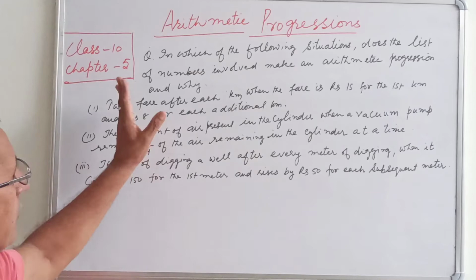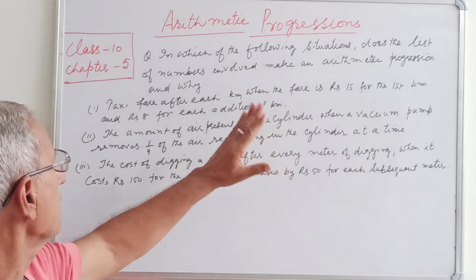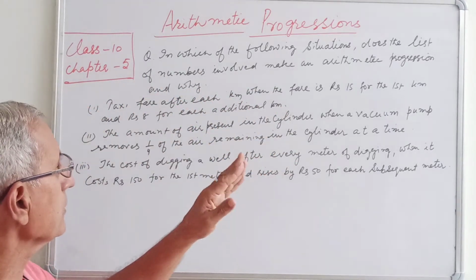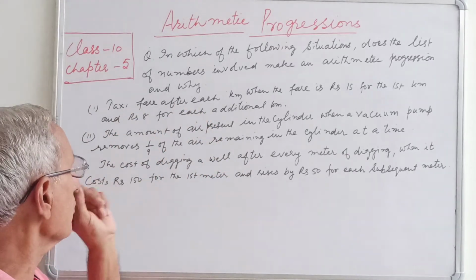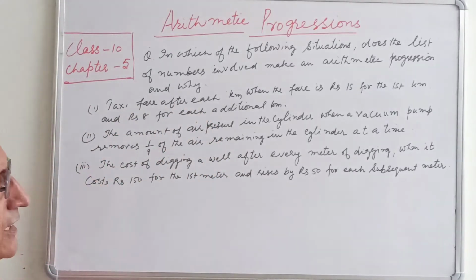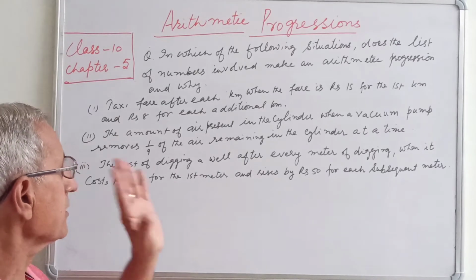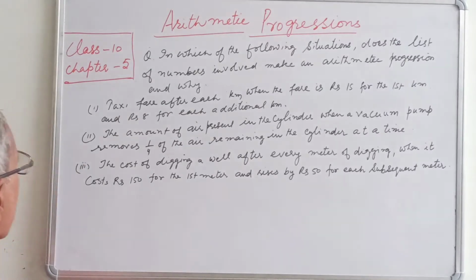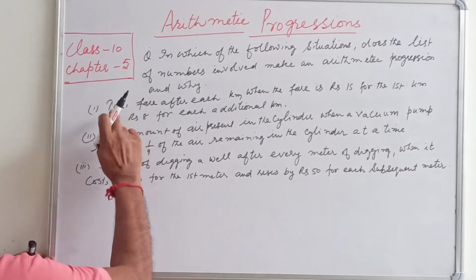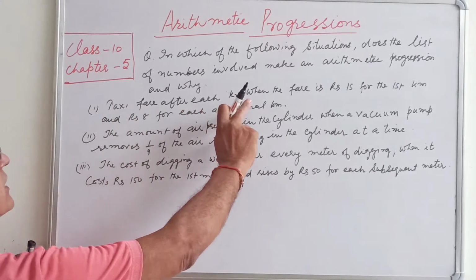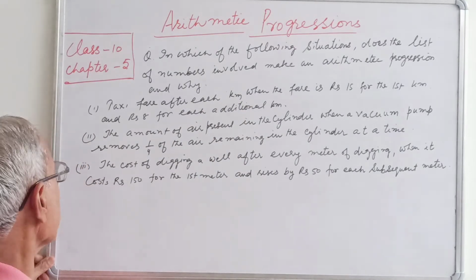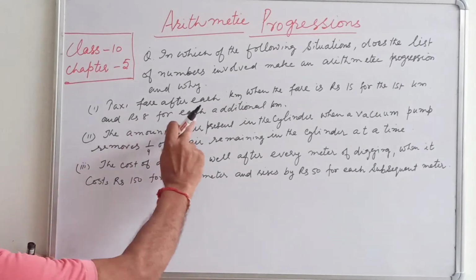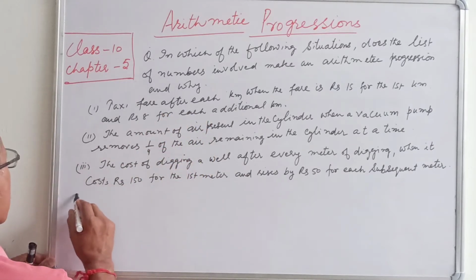So we have to find the list of numbers, and does that list of numbers make an arithmetic progression or not? If that is an AP, then why is it an AP? So first of all, let us take the first part. The first part is taxi fare after each kilometer, when the fare is rupees 15 for the first kilometer and rupees 8 for each additional kilometer.